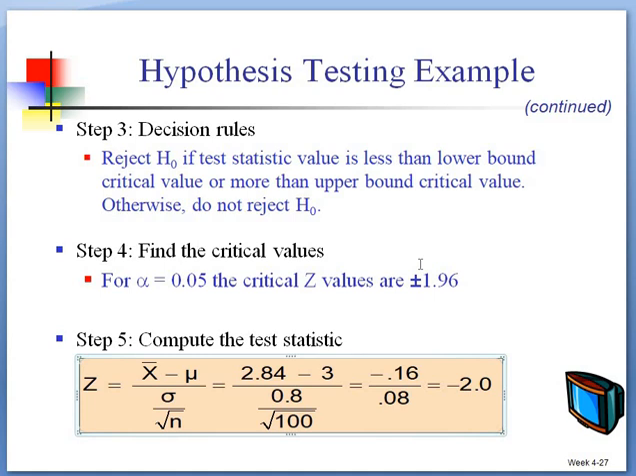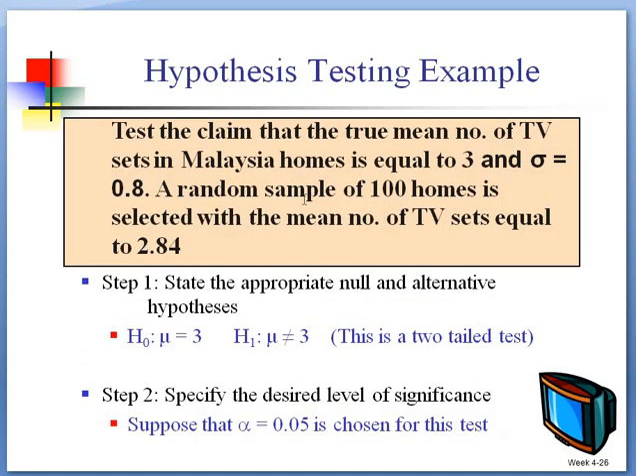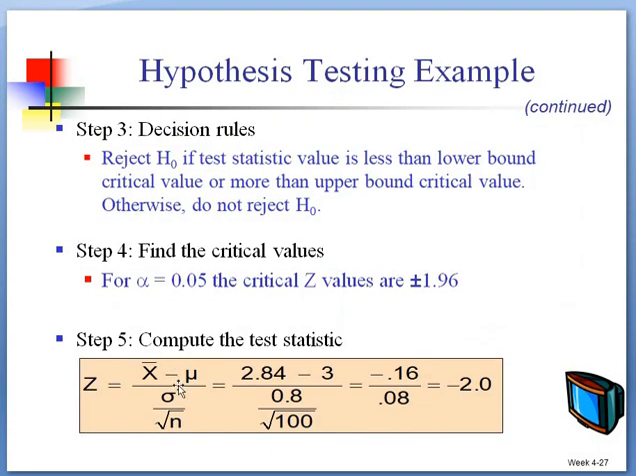So step 5, compute the test statistic. Since we know the sample size is 100, n equal to 100, and the population standard deviation sigma is 0.8, therefore we use the z-test, and this is the formula for the z-test. Z equal to the sample mean minus the population mean, which is 2.84 minus 3, divided by the standard deviation, 0.8, divided by the square root of n, and n is 100. Therefore, we'll get negative 2.0.